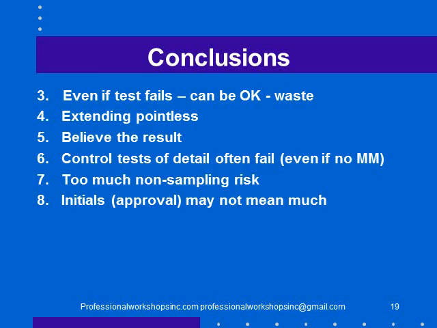Number 6, control testing of details often fail even if there's no material misstatement, so why do them? The too much non-sampling risk, that's what the research has found. And then initials may not mean much. We like to think that they do, and we're real happy when we find them there, but if they're not there, it may not mean much.